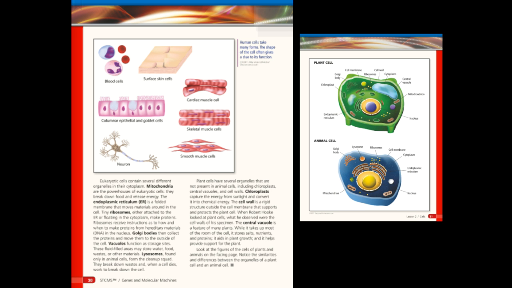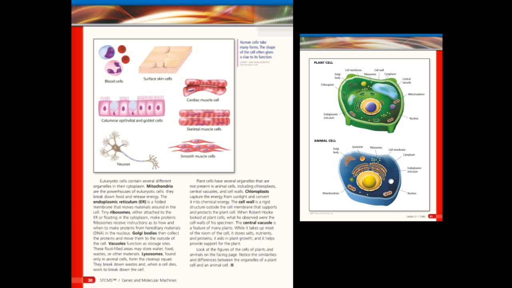Plants have several organelles that are not present in animal cells, including chloroplasts, central vacuoles, and cell walls. Chloroplasts capture the energy from sunlight and convert it into chemical energy. The cell wall is a rigid structure outside of the cell membrane that supports and protects the plant cell. When Robert Hooke looked at plant cells, what he observed were the cell walls of his specimen.